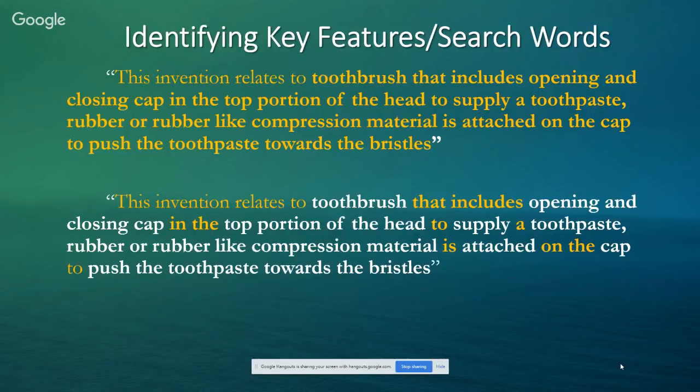So the key features, which I believe are highlighted here in a white font. So you see that the toothbrush is the context under which you will be searching the invention. And the key features, the inventive features here, are an opening and closing cap in the top portion of the head to supply a toothpaste, and a rubber or rubber-like compression material attached on the cap to push the toothpaste towards the bristles. So whatever I've highlighted here are the keywords.